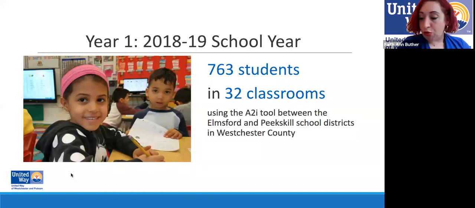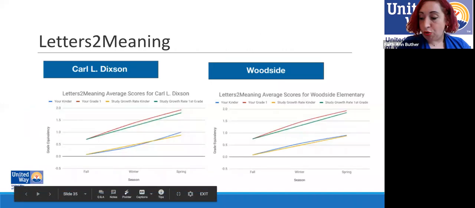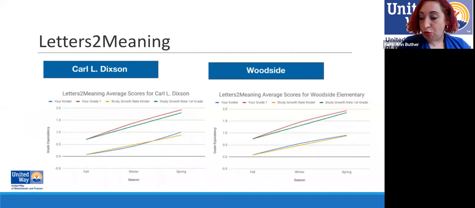So in our letters to meaning category, which is part of the A2i program, you can see the difference between what the study was. And for anyone who doesn't know, in A2i, the study showed that if you started in kindergarten and first grade, by third grade, 94% of the children who are using A2i can read on grade level. And what you can actually see here is that the studies are the lines in yellow and in green. In both schools, Dixon is Elmsford and Woodside is in Peekskill, the children were doing better than the study, which was absolutely amazing.